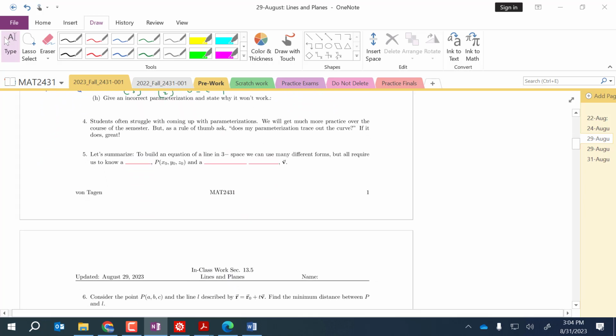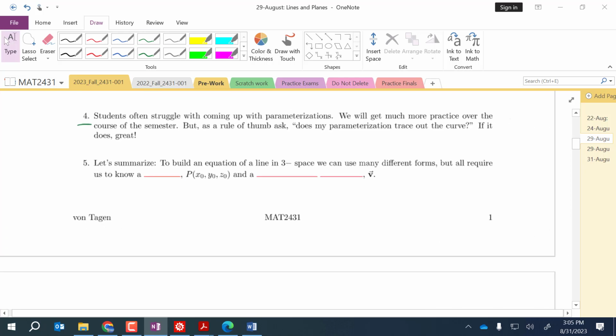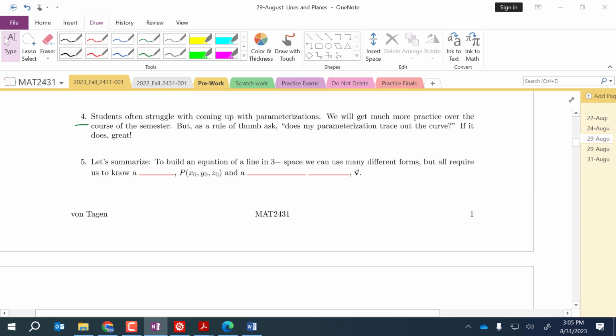Okay, here we go. So there's that statement. Students often struggle with coming up with parameterizations. We will get much more practice over the course of the semester, but as a rule of thumb, you ask the question: does my parameterization trace out the curve?